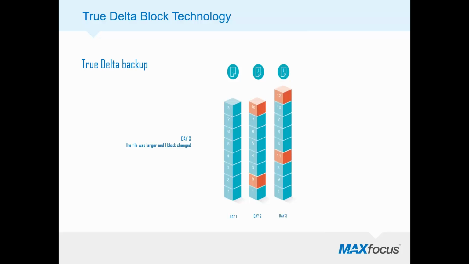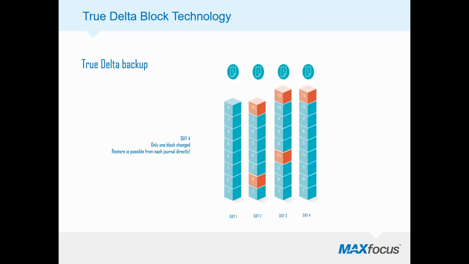Day 3 rolls around, we've only got 1 block of changed data, but we also have appended some data. So again, we're still only sending 2 blocks of data. Day 4 rolls around and we're only sending 1 block of data.